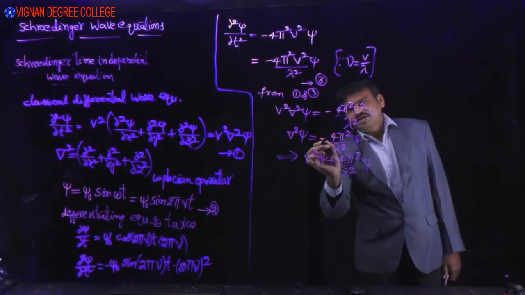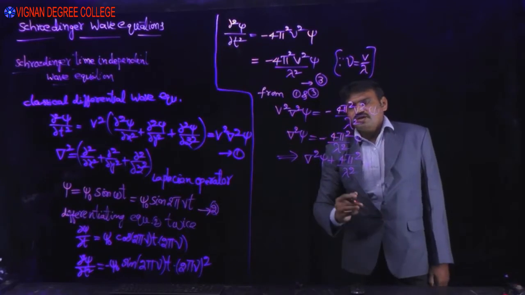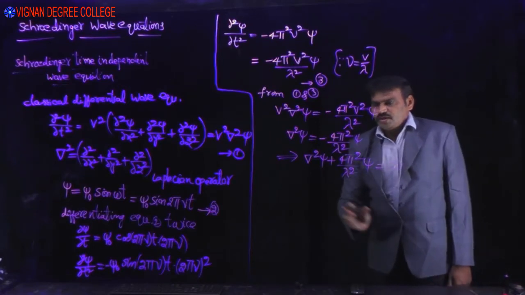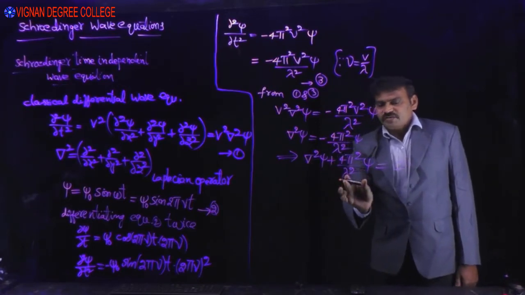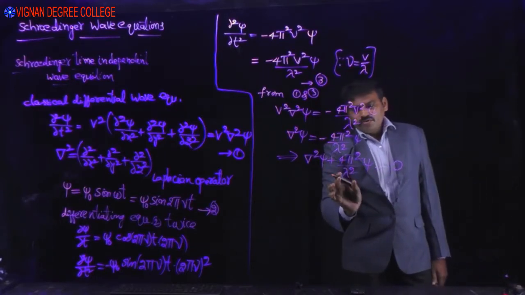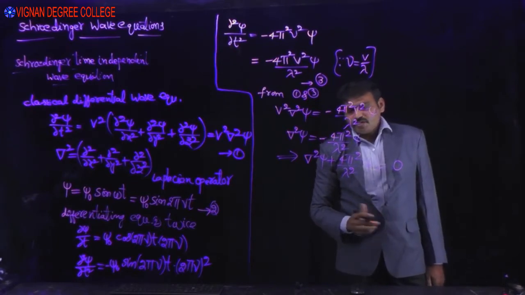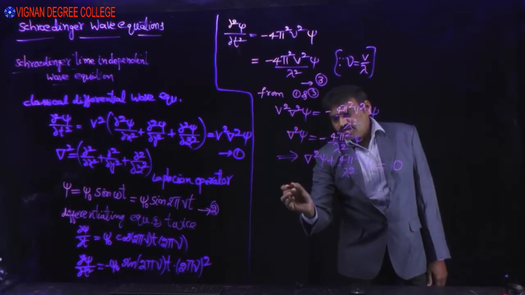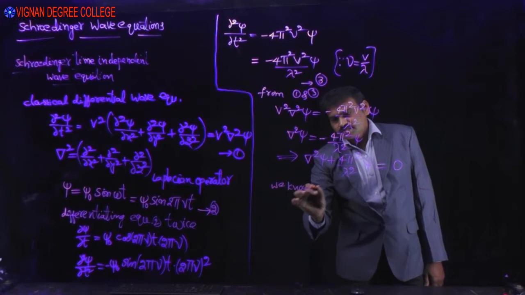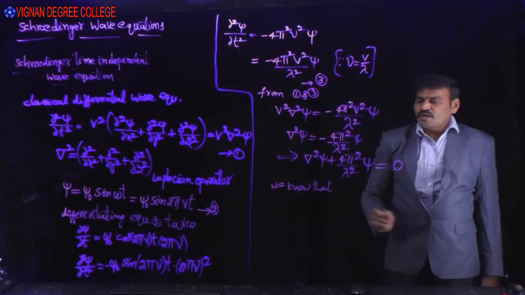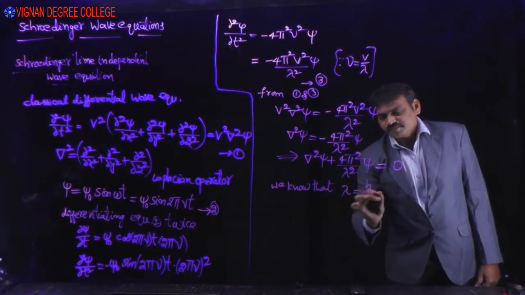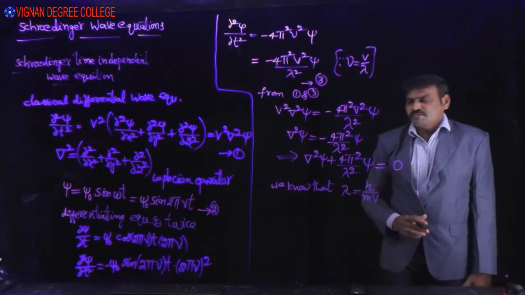This equation: minus, when it moves to the left side, becomes plus. So this is equal to 0. Del square psi plus 4 pi square by lambda square psi is equal to 0. You know de Broglie's wavelength lambda. What is the formula? De Broglie wavelength lambda is equal to h by mv.